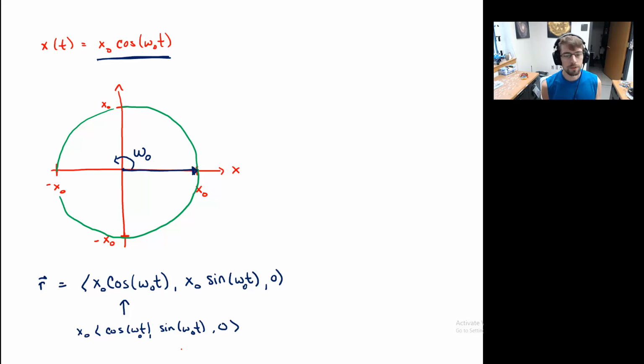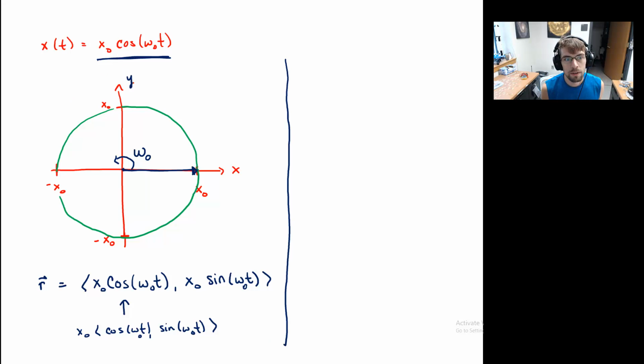I'll put the 0 in for completeness, but we're only interested in 2D, so maybe I'll take that 0 out. Notice that I can write it like this. And the last coup de grace, I've written it in a manner that keeps the horizontal separated from the vertical. Now we're used to thinking of this as two separate coordinates, right? X component and a Y component.